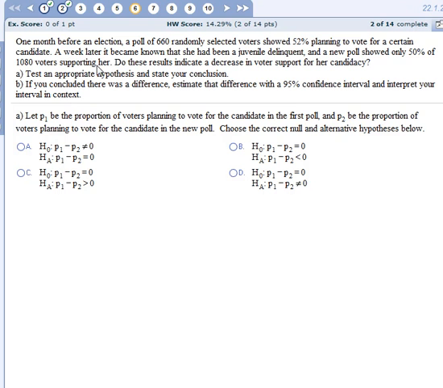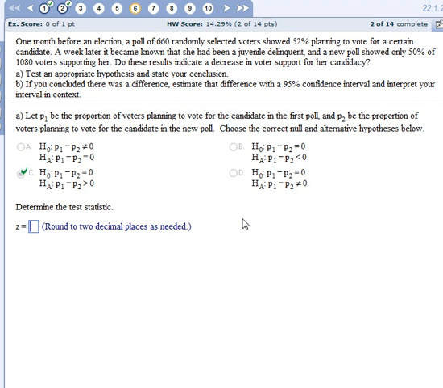And the question is, do the results indicate a decrease in voter support? So it would have to be that if you compare, that we would have less support. So when you do P1 minus P2, you would get a number greater than 0 because P1 was more than P2. Okay, so that's a little tricky thought process there, isn't it? Because P1, if it was greater than 0, then it would imply that P2 is smaller.